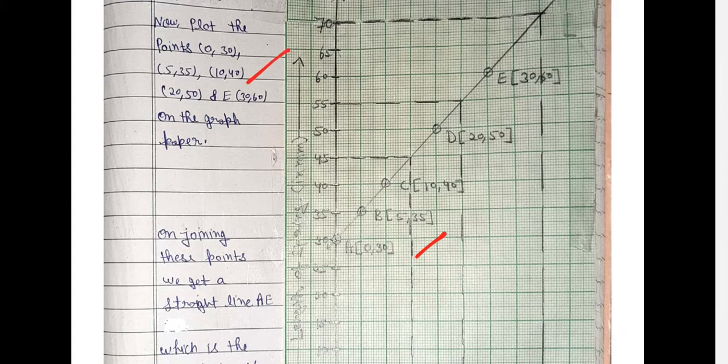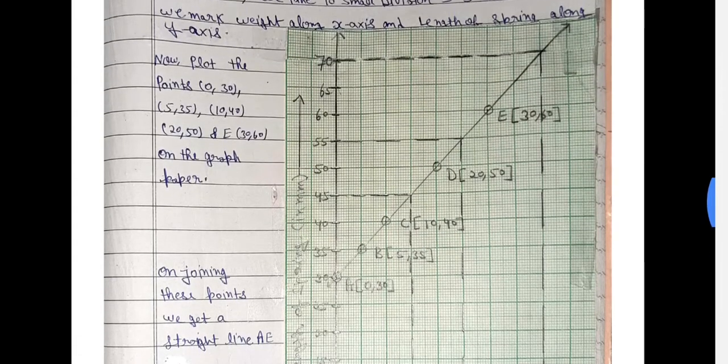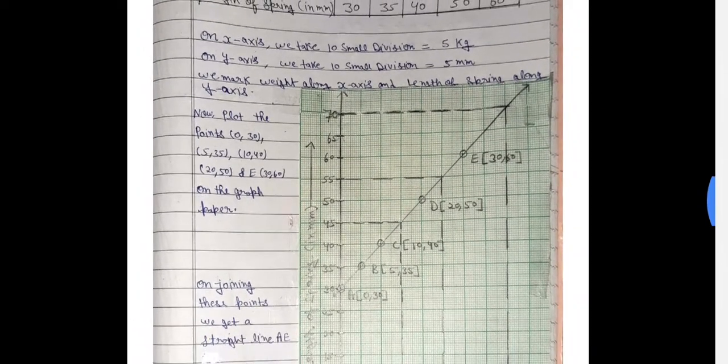On the point C, 10, 40. So on the x-axis come on 10 and on the y-axis come on 40. So it will become your point C, 10, 40. Like that one you have to plot the remaining points, 20, 50 and 30, 60. 30, 60 becomes like that one. 30 here and come up to this side and this side becomes 60.